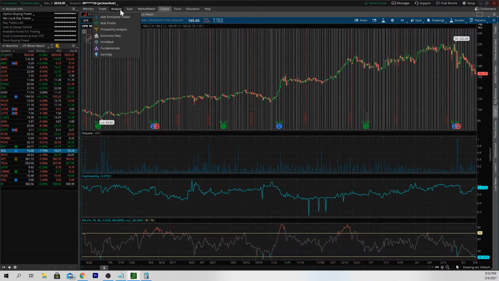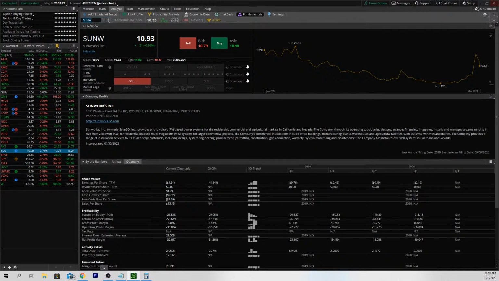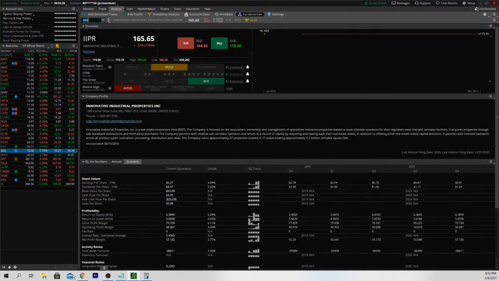So first thing we do, obviously, when we're on Thinkorswim, to walk you guys through the process again, we don't know what the company is. We're going to hit analyze. We're going to go IIPR, and it's going to tell us exactly what the company is. And they are a real estate investment trust, so they're a REIT.